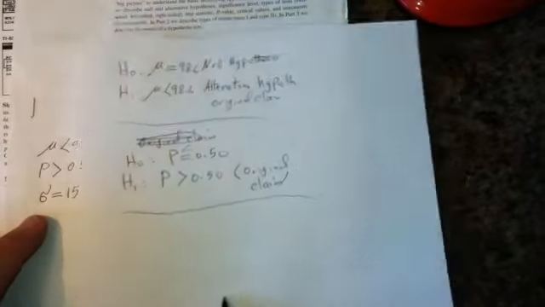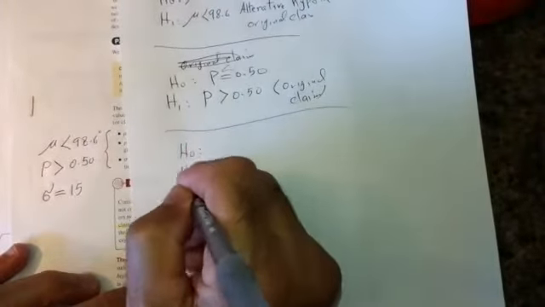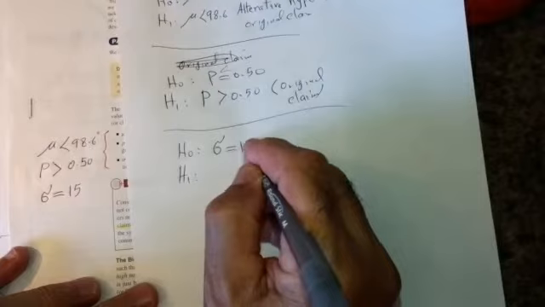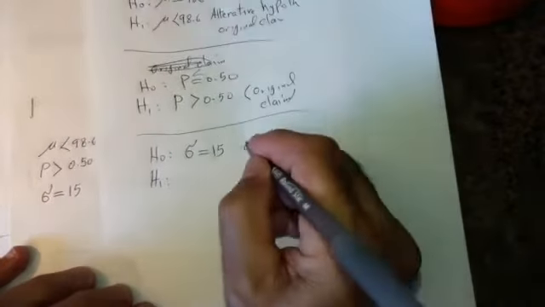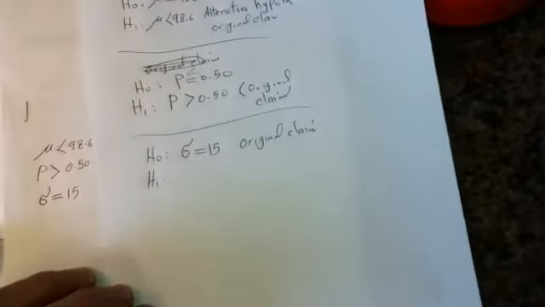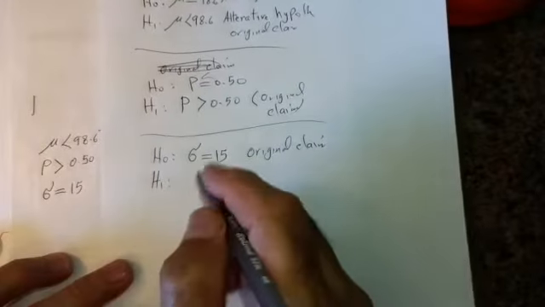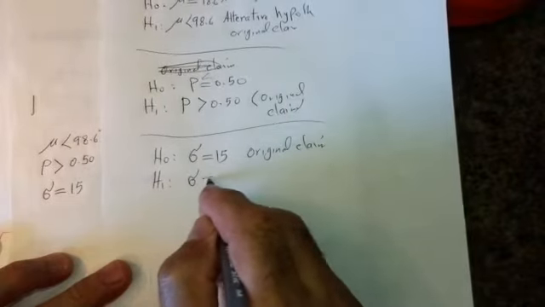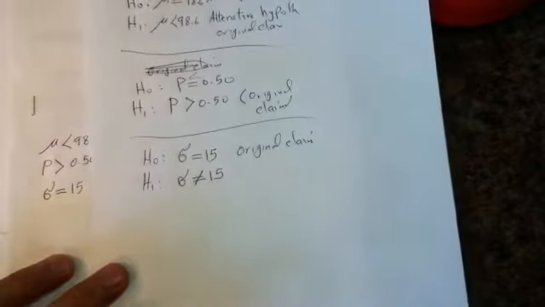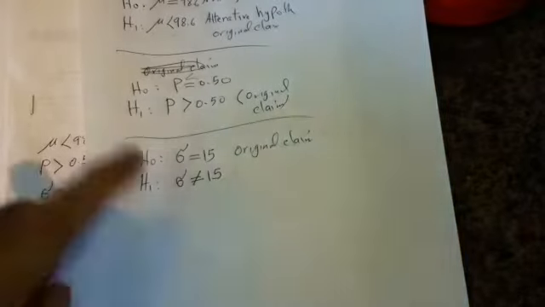Now, there is a claim that a standard deviation is 15. See, in this case, the original claim, which is that the standard deviation is 15, happened to be H0. Why? Because H0 always takes the original claim, right? So the original claim is this, so we have to prove otherwise. So these two are always equal.